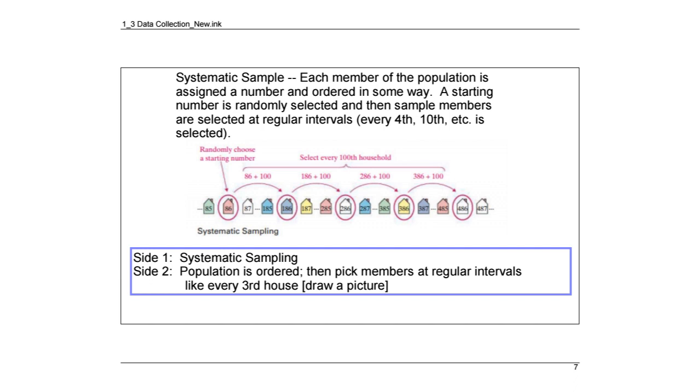Okay. And so for the flashcard, what I wrote is the population is ordered, and then we pick members at regular intervals, like every 3rd house. So just for you to have a little cue of what you're looking at for this sampling.